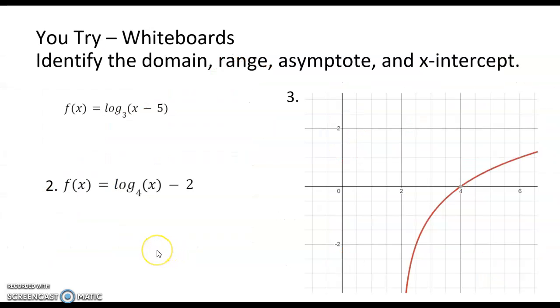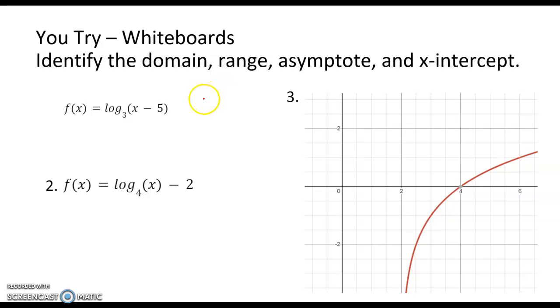So let's try a couple. This one I want to talk about. I want to talk about a couple of these so that when you guys get to your homework, it's not as traumatic for you, okay? So we're not going to use any graphs for these. We're just going to tell me what the domain, range, and asymptote are.